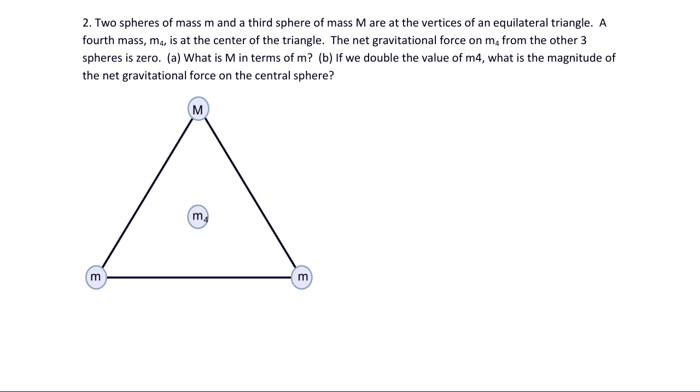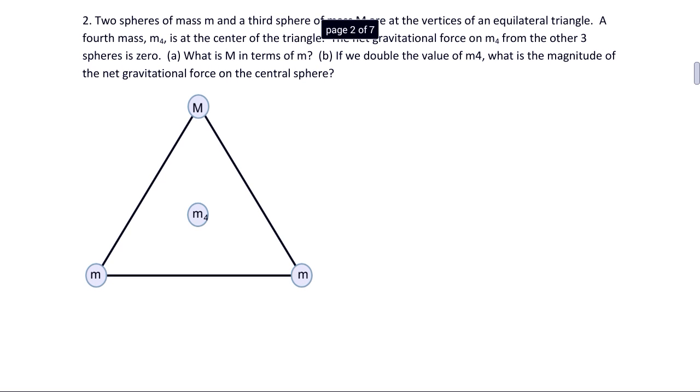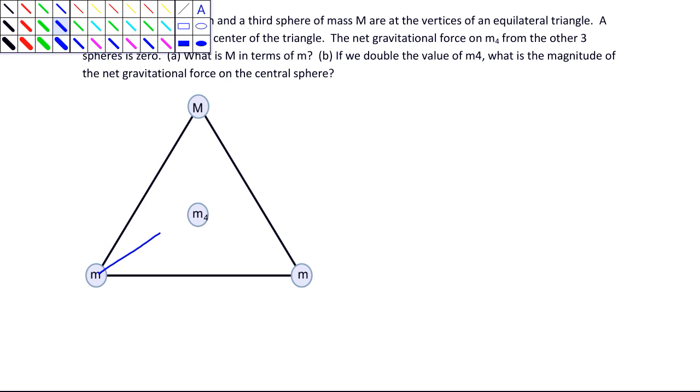All right, you might be able to just look at this and tell that the mass big M must be the same as the masses little m. But let me show you a little more rigorous proof of this. If this is an equilateral triangle, the first thing I know is that this distance is equivalent to this distance is equivalent to this distance. So those distances are all the same. And then further, I also know that this angle is 30 degrees.